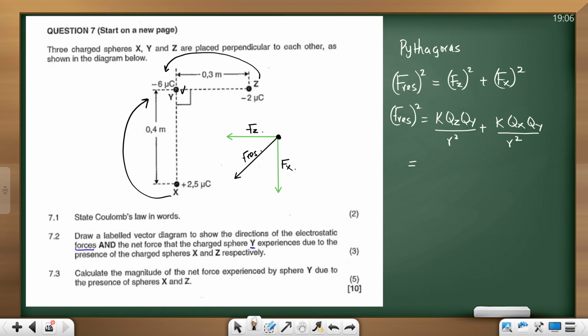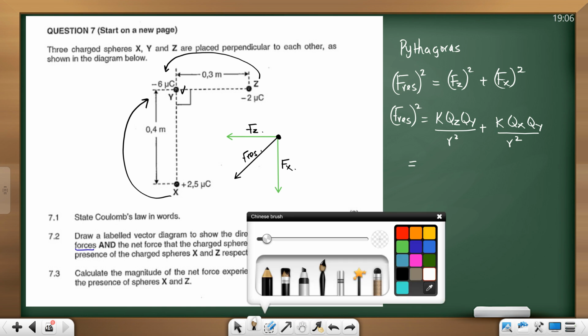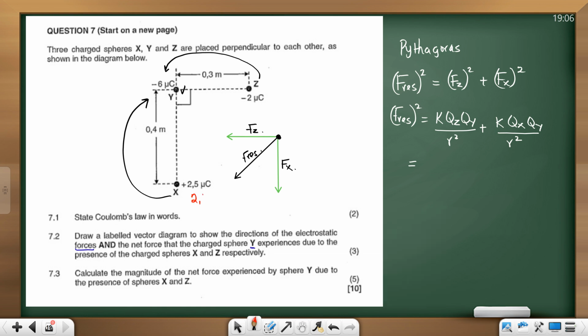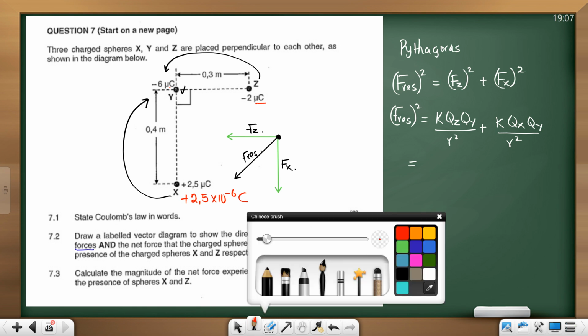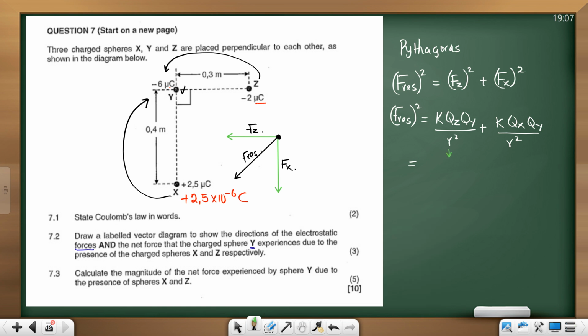You have K formula, you have QX. Remember, it is all micro, so it is times 10 to the power negative 6 coulombs, please. You must change that, please, my dear learners. Change all of those, micro. Throw it in. The distance between QZ and Y is 0,3. So this one here is 0,3. While this one here between X and Y is 0,4. Don't forget the squared.